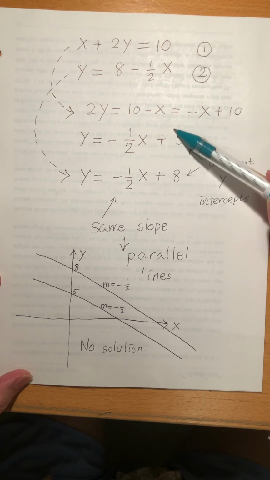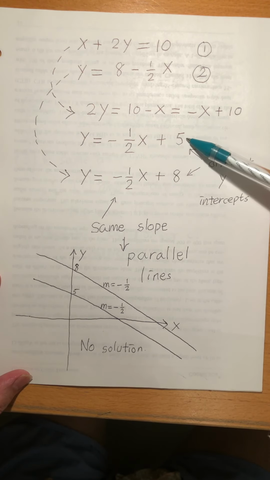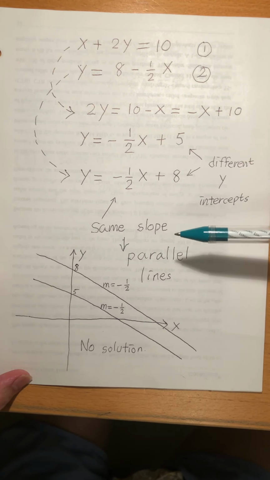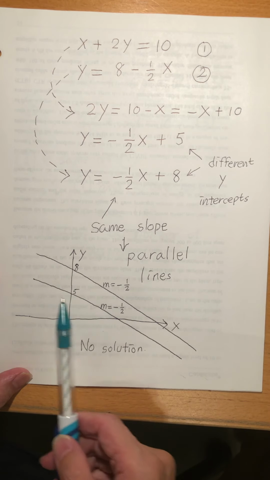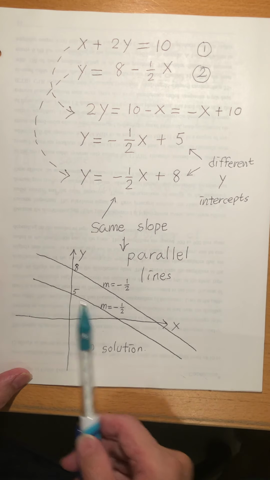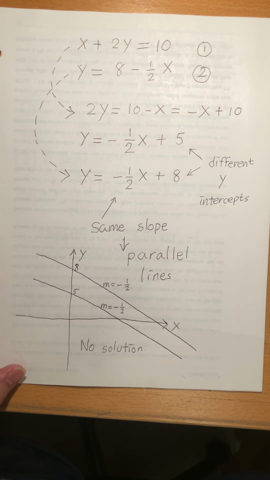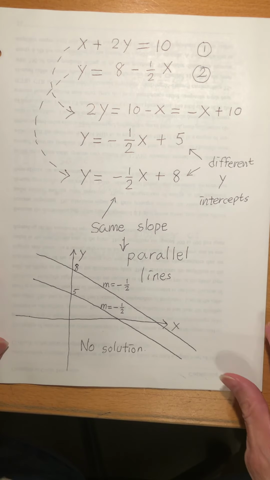But look at the b part. b is the y-intercept. So the y-intercepts are different. One is 5, one is 8. Therefore, if you draw the two lines, they have different y-intercepts, but they are parallel. Because these two lines are parallel, I have no solution at all.